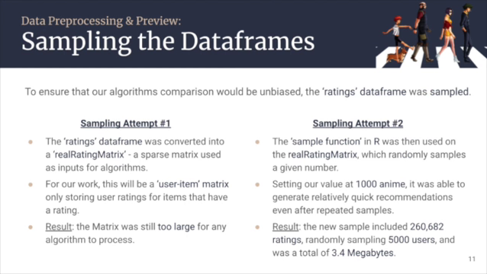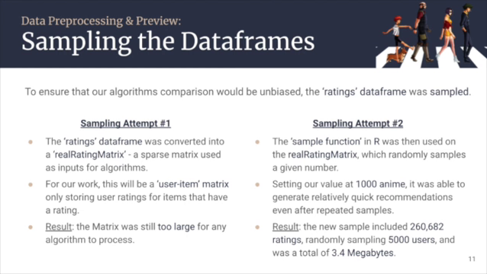To ensure that our algorithm's comparison would be unbiased, the ratings data frame was sampled. We initially converted the data frame into a real rating matrix to serve as inputs for our algorithms, but still the matrix was too large to be processed. In response, we then sampled the real rating matrix using a sample function in program R. Setting a value of 1,000 anime, random sampling generated relatively quick recommendations.